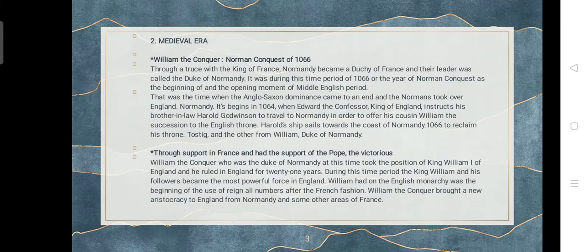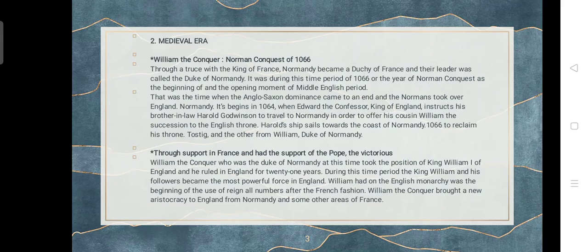Normandy it began in 1064 when Edward the Confessor, King of England, instructs his brother-in-law Earl Godwinson to travel to Normandy in order to offer his cousin William the succession to the English throne. Harold's ship sailed toward the coast of Normandy in 1066 to reclaim his throne, trusting the order from William, Duke of Normandy.